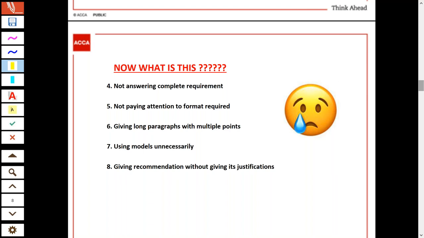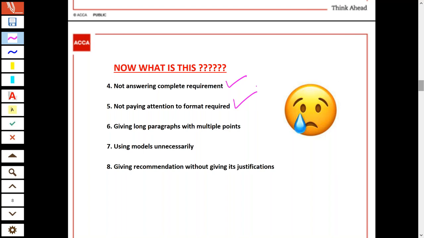Now, these are some additional comments which the examiner makes every time. He's saying the students are not answering complete requirements. Come on, seriously? Students not paying attention to the format required. I mean, I can't believe this. So nothing can be done about this. I cannot teach you how to give a complete answer.